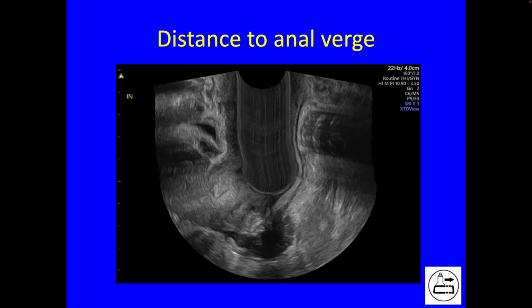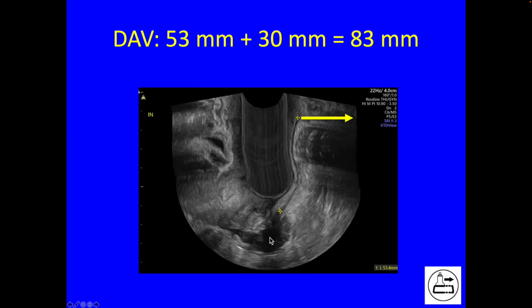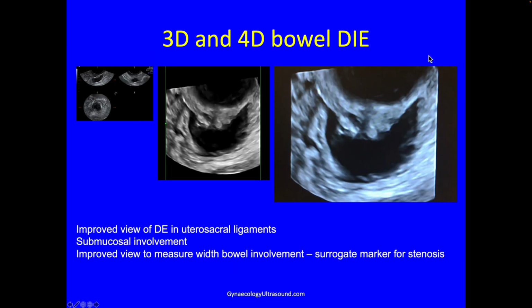I've got an extended view transvaginal probe. As I'm inserting it, I'm tracking the muscularis. There is the bowel nodule, and then I measure that. I measure it to the point where I can't see the muscularis anymore, and then I add 3 centimetres for the first rectal curve. So then we've got a distance to the anal verge of 83 millimetres.